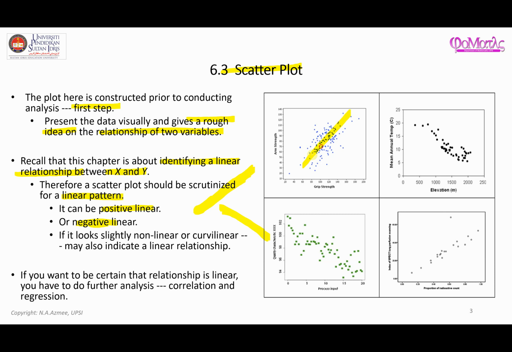For example, this is a positive linear, this is a positive linear, this could be a negative linear, but this one looks like it has some sort of a curve. Sometimes a slightly non-linear or curvilinear pattern could also indicate a linear relationship. So to be certain, we need to investigate further and not just rely on the scatter plot. You have to do further analysis such as correlation and regression.